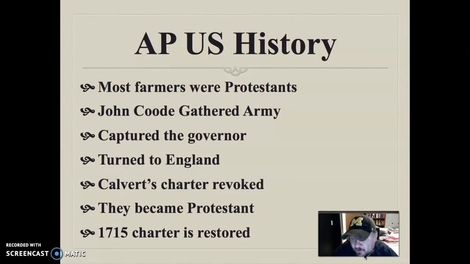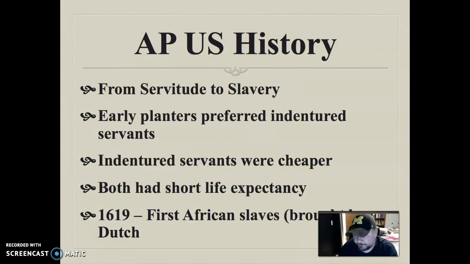So what happened is John Coode gathered his army. He captured the governor. And then they went to England, actually, and petitioned the government there and said, hey, this is what happened. This is what they're doing to us. England was actually somewhat sympathetic. They revoked the charter of the Calverts, and they didn't get it back until 1715. So it was 30-some odd years. In the meantime, the Calverts become Protestant, kind of easing the transition back. But they do get their power back. So that's kind of what happened.